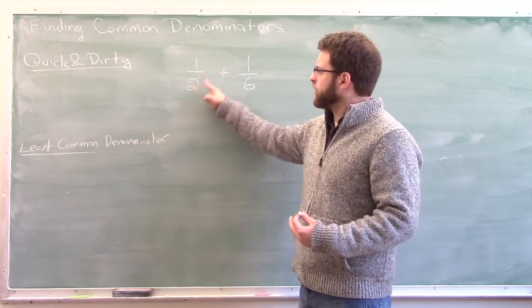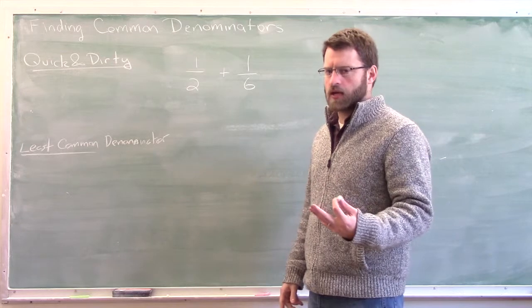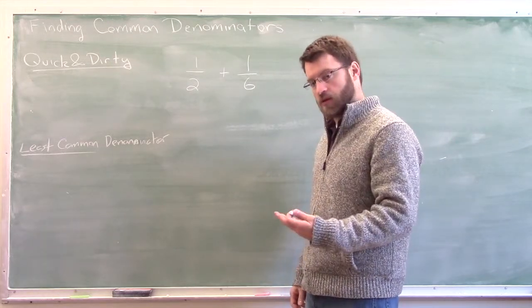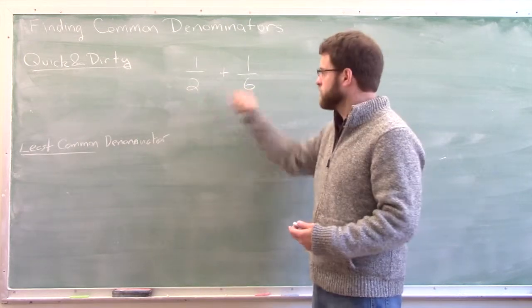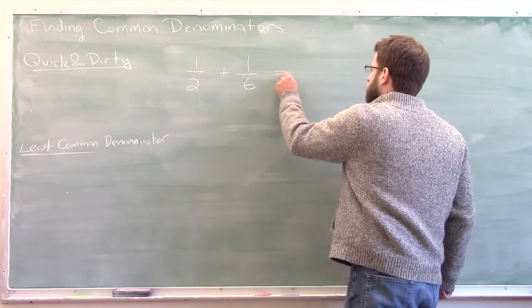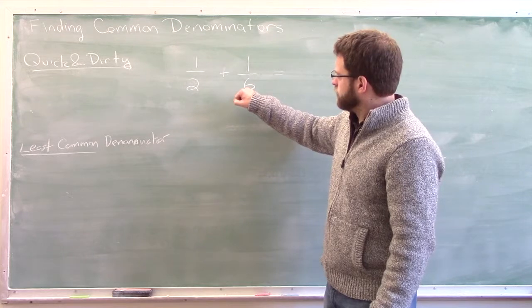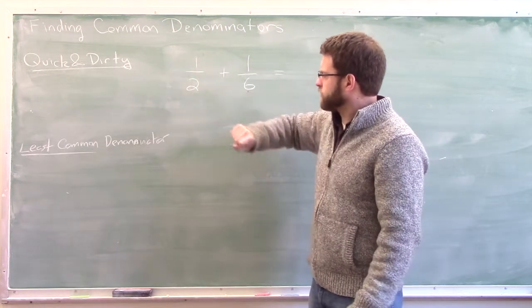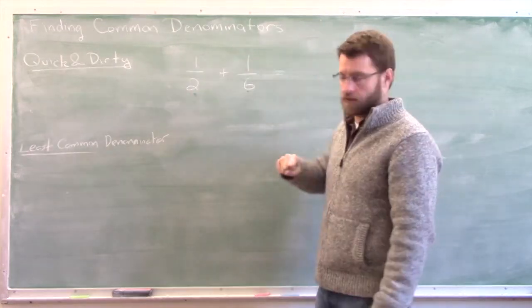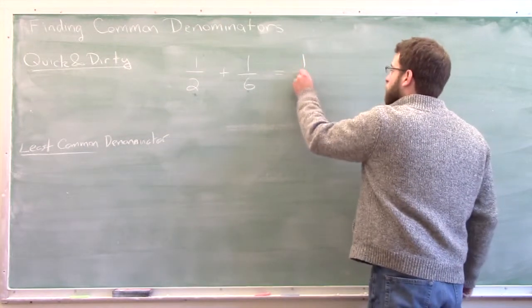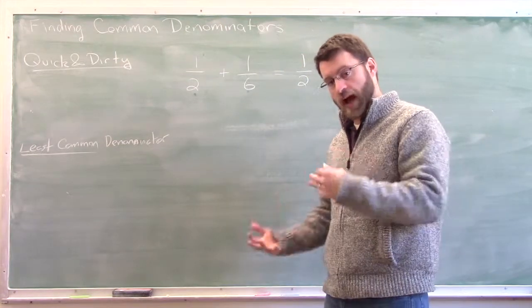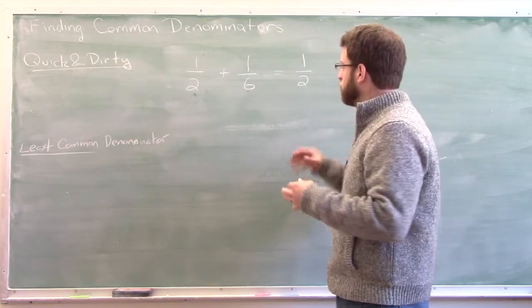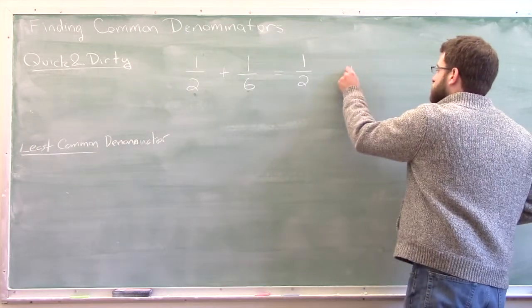So I want to write this 1/2 in a different way so that its value is the same, but it has a denominator that's the same as this other fraction here, 1/6. So the quick and dirty way is to put the second denominator into the first fraction and the first denominator into the second fraction. We do that by multiplying top and bottom by the same number. This won't change the value of each of the terms, but it will give us what we need.